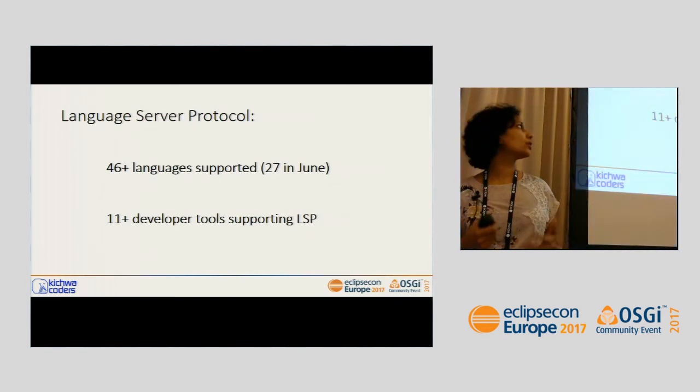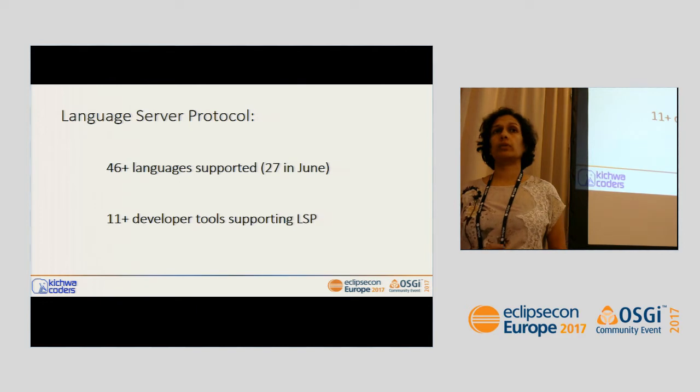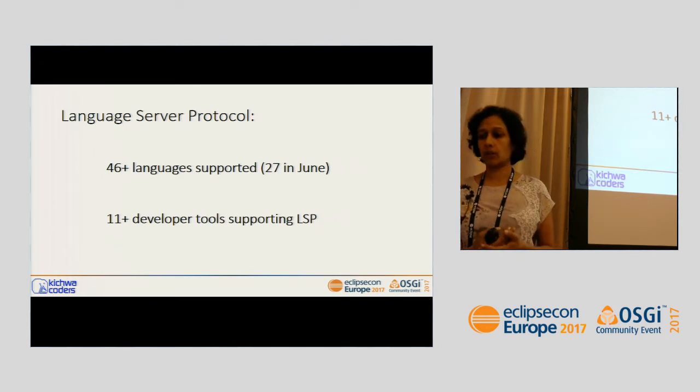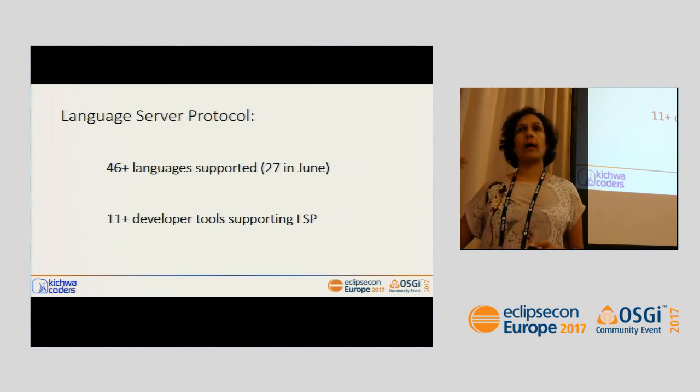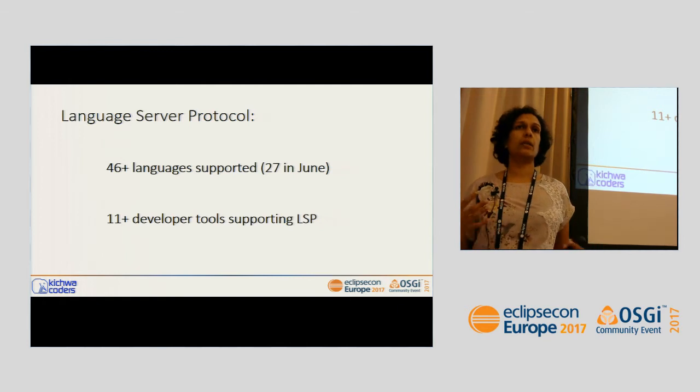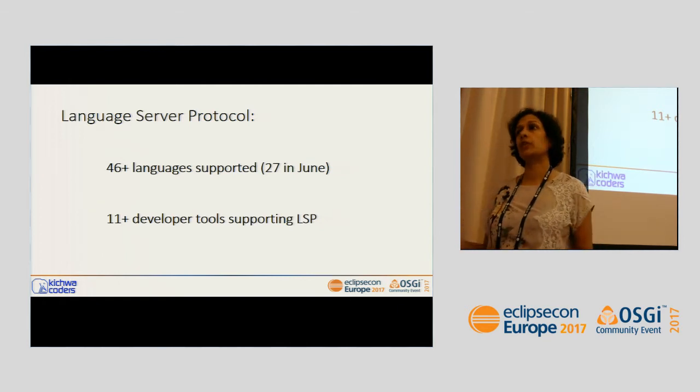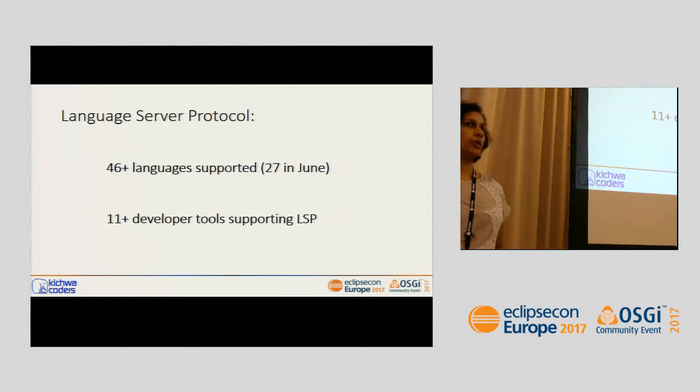First of all, the momentum of it is going really well. Back in June, when we were talking about it at Eclipse Con France, there were about 27 language servers implemented for different language support, and now we're up to 46. In terms of how fast everyone's rallying around this, it's really impressive to see, not just the Eclipse community, but communities of developers in other arenas.